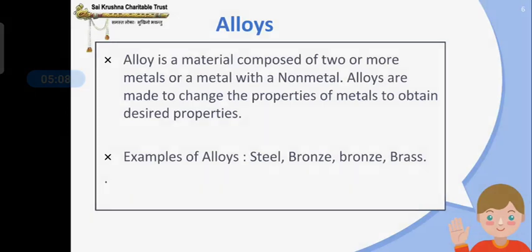Next, alloys. An alloy is a material composed of two or more metals, or a metal with a non-metal. Either two or more metals are joined to form an alloy, or a metal and a non-metal are joined to form an alloy. Alloys are made to change the properties of metals to obtain desired properties. Whichever property we need, we can make it by using a metal and non-metal or two or more metals. Steel, bronze and brass are examples of alloys.